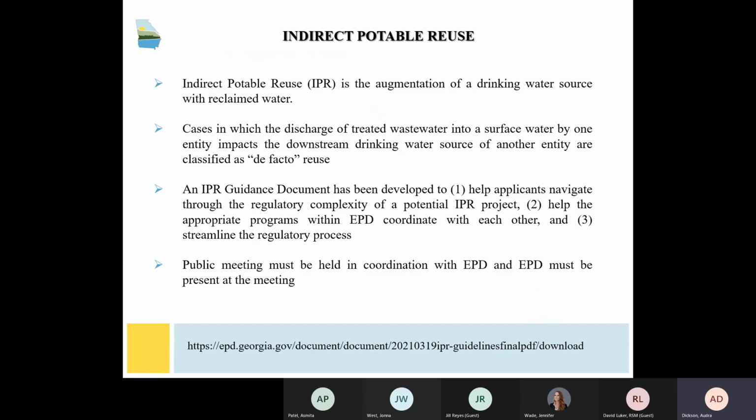A small subset of the projects that could be covered under a NONSI are called indirect potable reuse. Projects where one municipality's drinking water source is augmented by another municipality's wastewater source. While there is a guidance document available on our website, there are two main impacts for the NONSI's planning document. One, additional discussion and information for water supply and water resource environmental impacts is required. And the public meeting that has to be held must be scheduled and held in coordination with EPD. EPD must be present at that meeting.